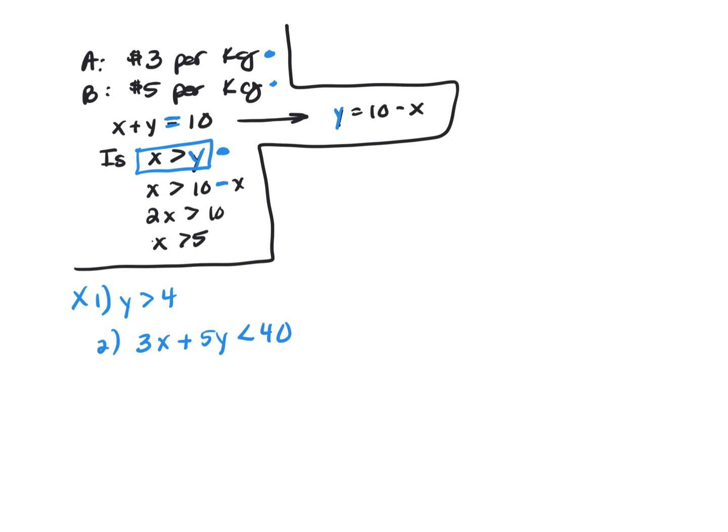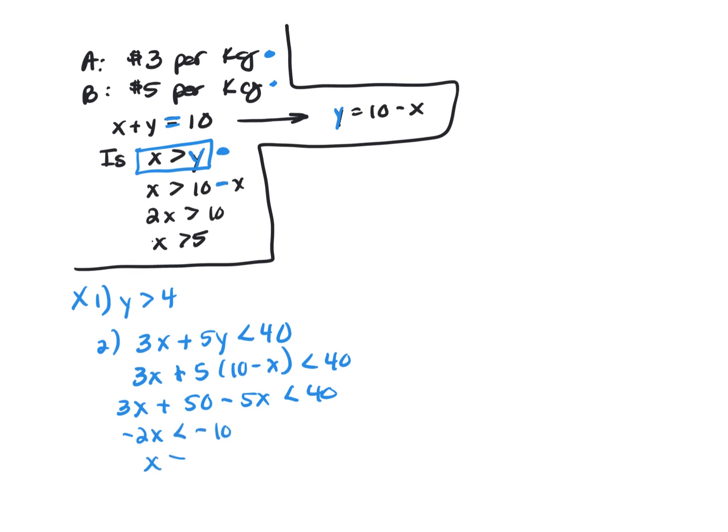So we know 3X plus 5, another name for Y, is 10 minus X, is less than 40. So 3X plus 50 minus 5X is less than 40. That's negative 2X is less than negative 10. X is greater than 5. Yes, we knew that, and clue 2 showed me that. So my answer is B.